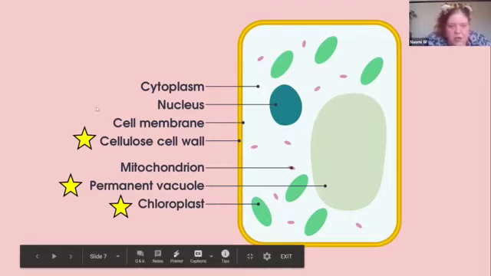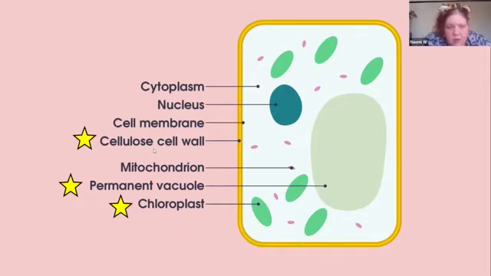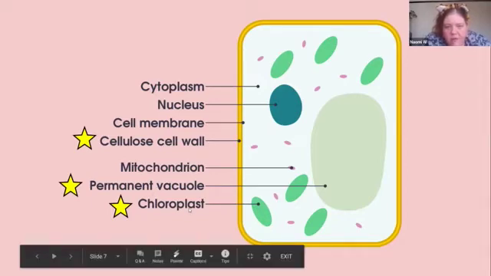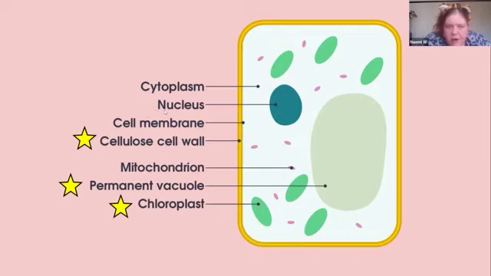You'll get a lot of questions about what it is that plant cells have that animal cells don't, and the three are the cellulose cell wall, the permanent vacuole, and the chloroplast. Okay, and both of them have the mitochondria, the cell membrane, the nucleus and the cytoplasm.